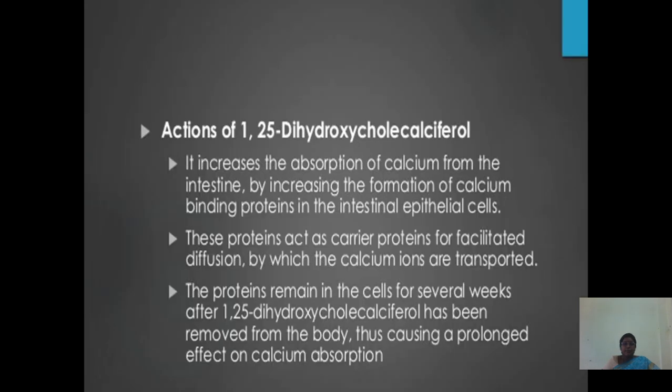What is the action of 1,25-dihydroxycholecalciferol? This 1,25-dihydroxycholecalciferol increases the absorption of calcium from the intestine by increasing the formation of calcium binding proteins in the intestinal epithelial cells. These proteins also act as carrier proteins facilitating the diffusion by which the calcium ions are transported. The proteins remain in the cells for several weeks after 1,25-dihydroxycholecalciferol has been removed from the body, thus causing a prolonged effect on calcium absorption.